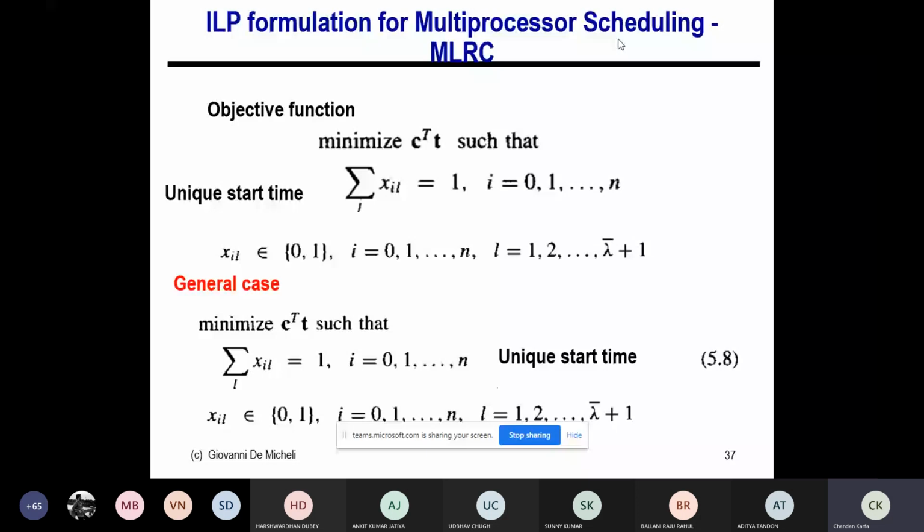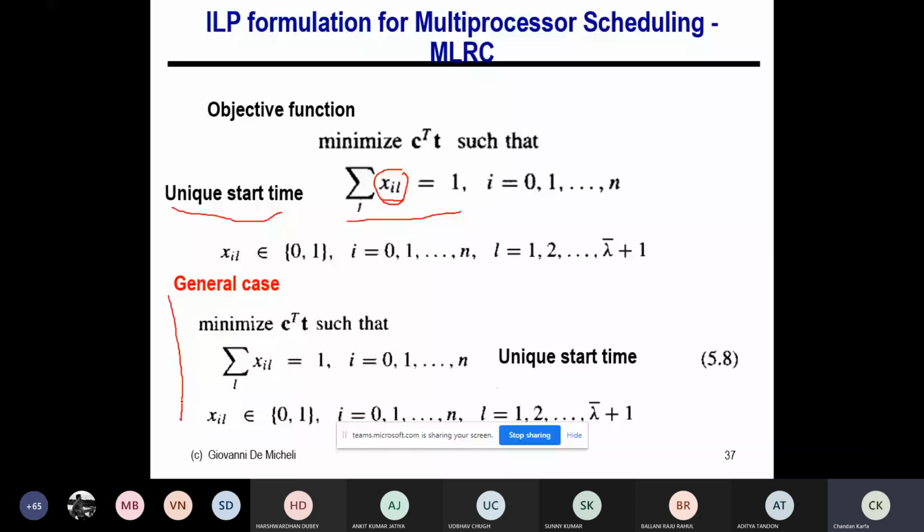Okay, and we remember that for the ILP formulation we have taken a variable xil, which is one if a particular operation vi is scheduled at time step l, right? So I'm going to use the same variable again. This constraint says unique start time, which means all operations can only start in one time step, they cannot start in multiple time steps. And if you compare with the general formulation that we have already seen, I just copy-pasted it here to correlate. It remains the same, right?